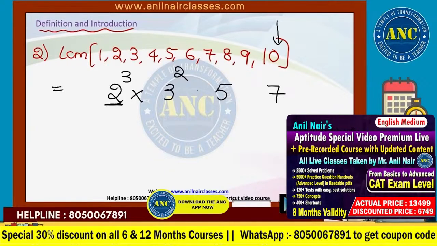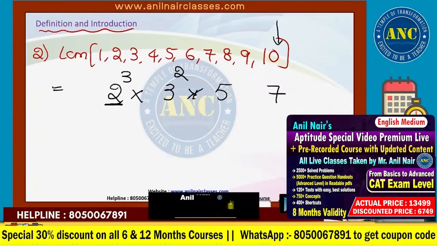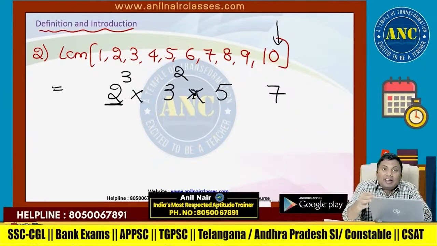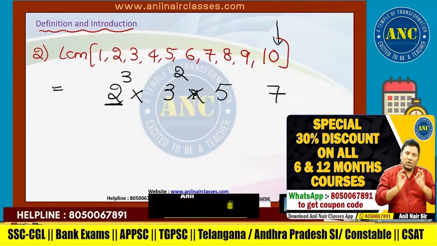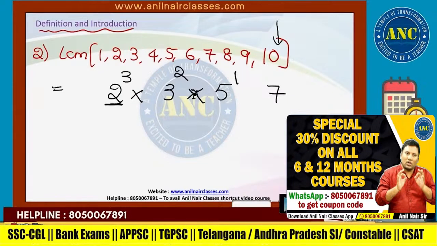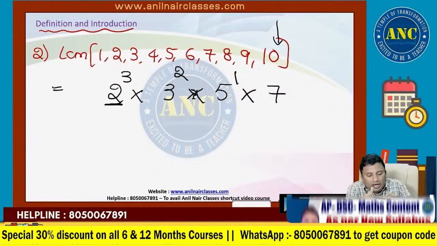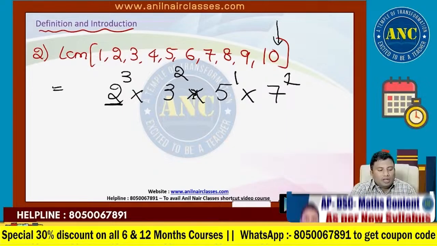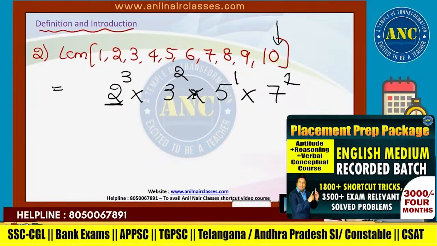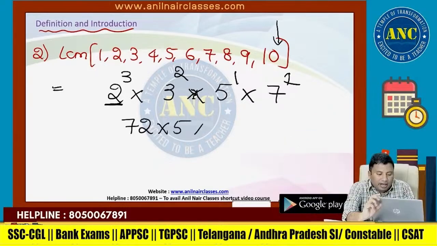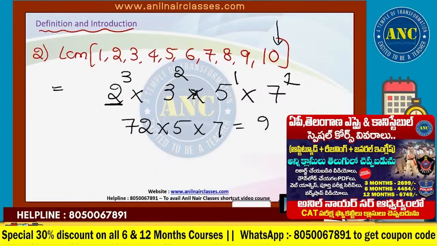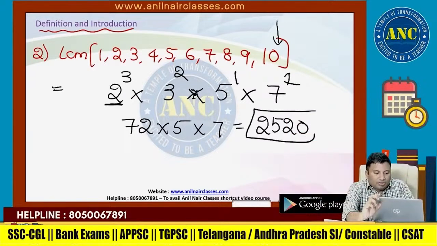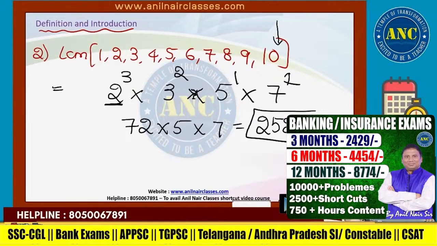So 3 square. What is the highest power of 5 till 10? 5 square is 25, so it is 5 power 1. Next it is 7 power 1. 8 and 9 give 72. 72 into 5 into 7 is nothing but 2520, which is the LCM of 1 to 10.